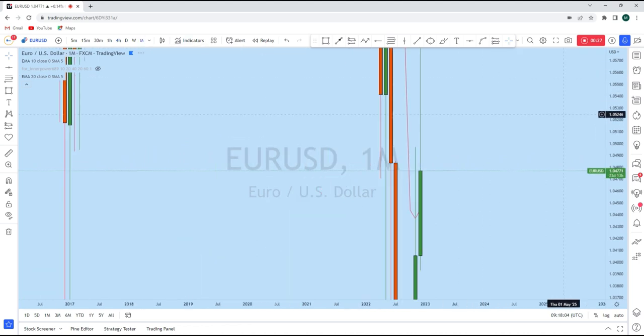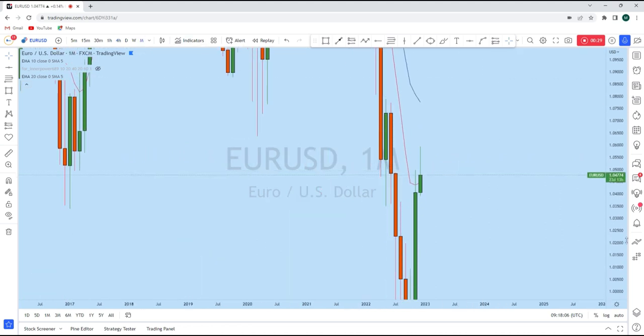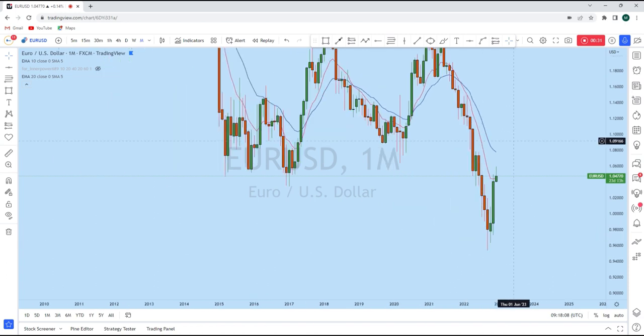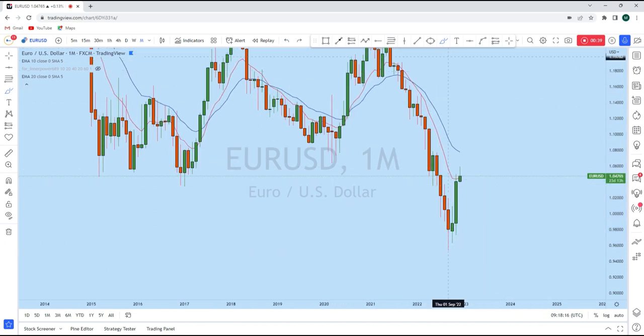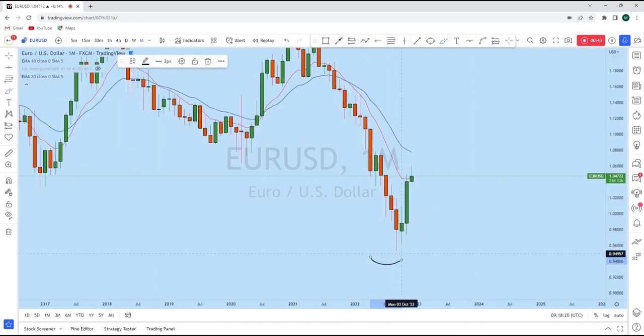Let's look at first of all the monthly time frame. If you look at the monthly, we see that over the long term euro dollar was in a long term downtrend, and finally in the last 3 months euro dollar has bounced from this very important level of support, creating a series of higher lows. On the monthly perspective, euro dollar has broken to the upside.